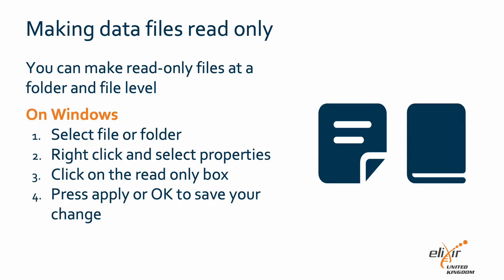Read-only files can be made at file or folder level. As an example, on Windows computers, you first select the file or folder that you want to make read-only. Then you right-click on it and select Properties from the menu that appears. Then you click on the read-only box at the bottom of the window that has appeared. Press Apply or OK to save the changes. Your file or folder is now read-only.